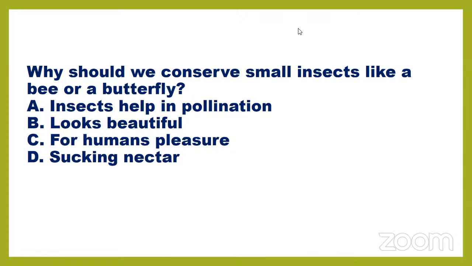Without insects, without pollination, there is no fruit formation and seed formation. Without seeds, there is no future generation of plants. So each and every living being is important on this Earth. So that is why biodiversity is important.